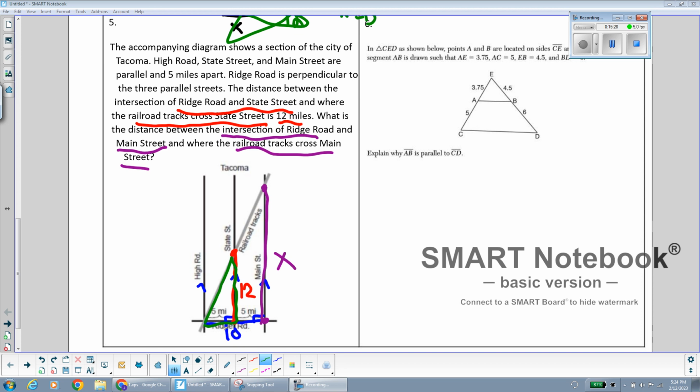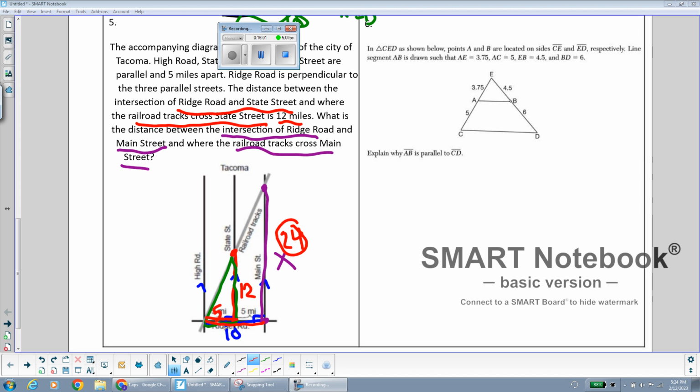Okay, so let's think about what we know. We know that a side of small triangle is 5 miles, and we know that the corresponding side from big triangle is 10. So that's a scale factor of 2. So to get from the other side of small triangle to the corresponding side from big triangle, it's also a scale factor of 2. They're proportional. So 12 times 2 is 24. All done.